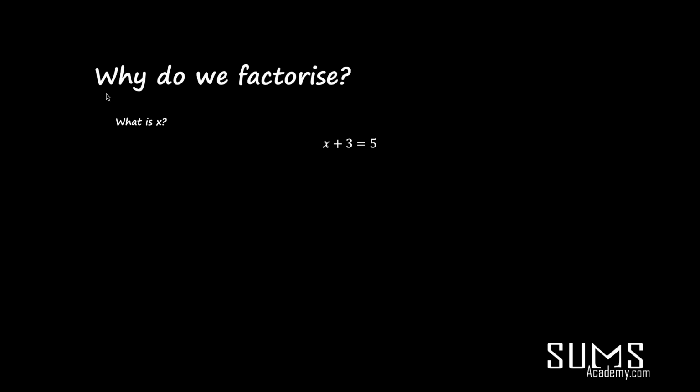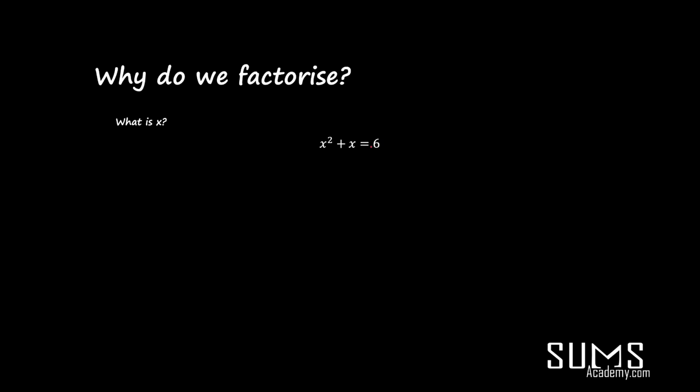Well, basically, if we have something like this, it says what is x, and we're told, if x plus 3 is equal to 5, then this one's quite easy, obviously. So what we do is x, and then we just take the 3 over, so 5 minus 3. So x is equal to 2, okay?